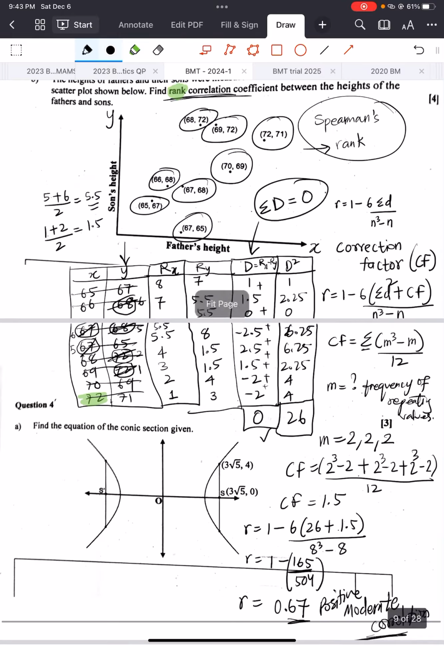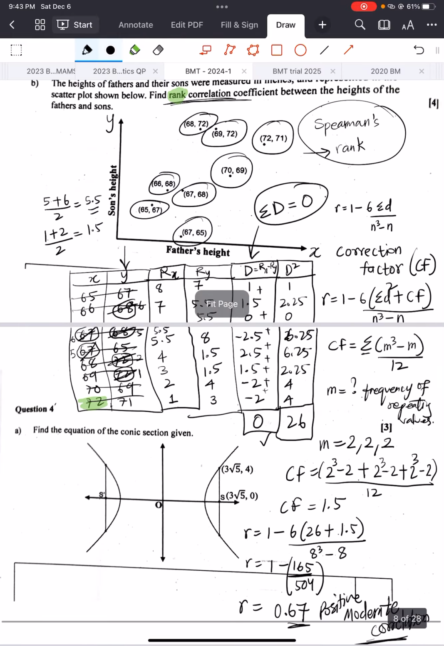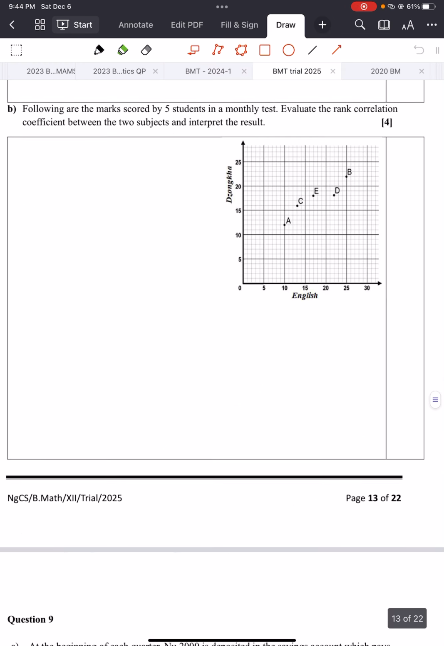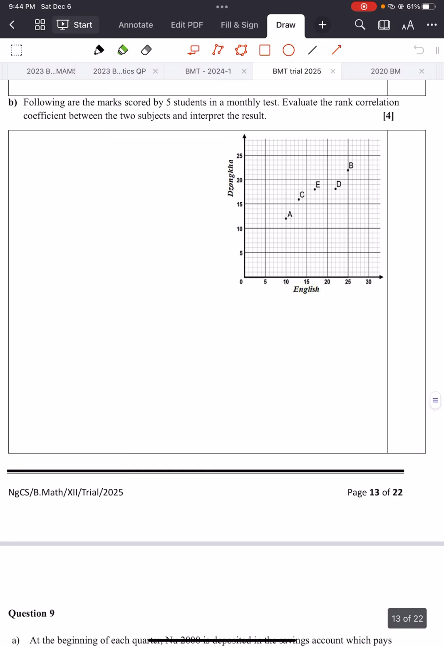So this is how you use Spearman's correlation coefficient. Just remember, if there are repeating values, you need to put the correction factor. If there are no repeating values, then just end it there. So if you understood, you can try solving this question, because this question also is asking to evaluate through rank correlation.